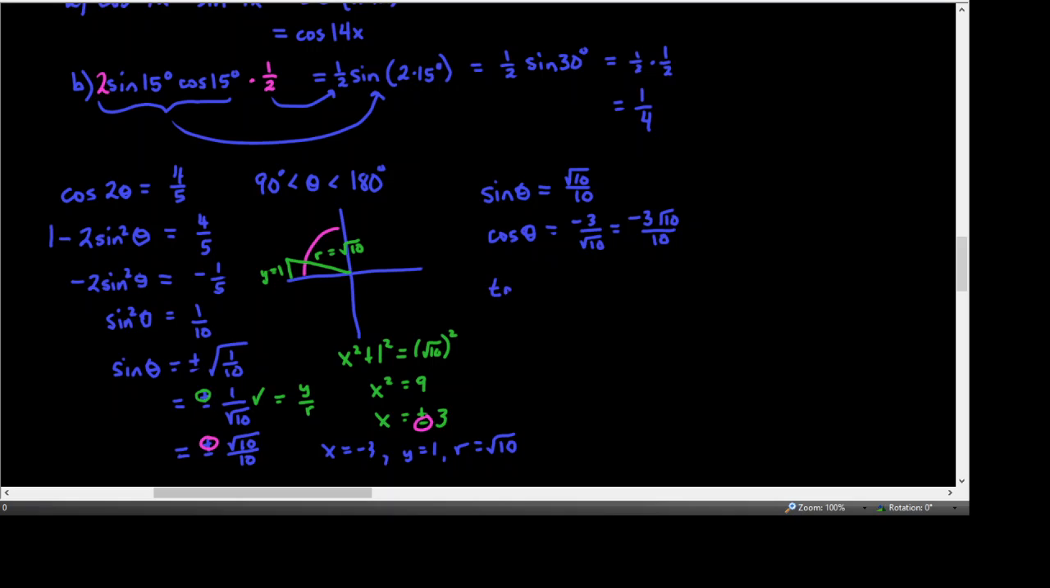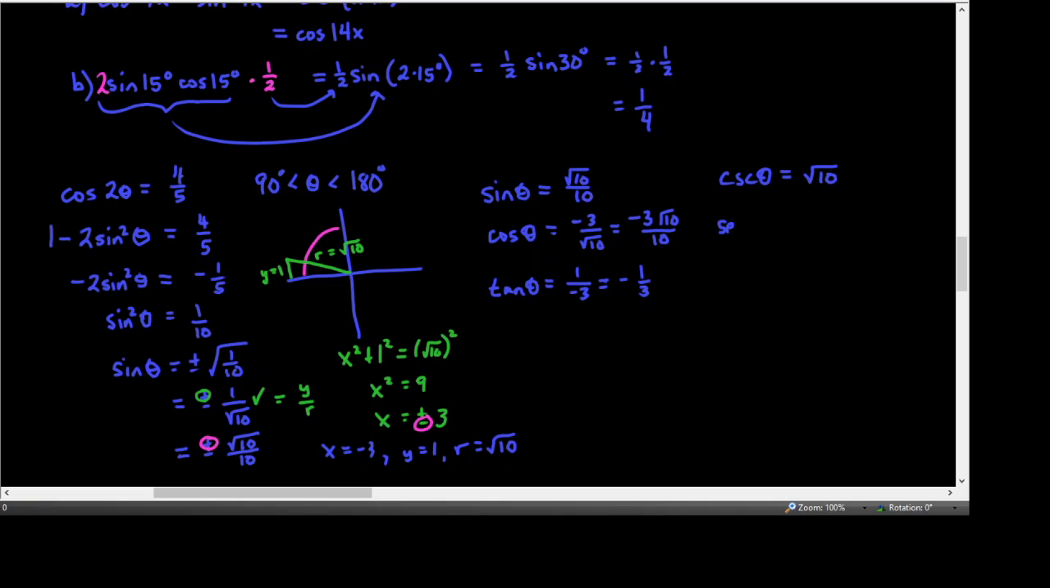Tangent of theta is y over x, 1 over negative 3, so that's negative 1/3. Let's see, cosecant of theta is the reciprocal of the sine, and in fact, I'm going to go back to where I checked that in green and do the reciprocal of that. The reciprocal of 1 over square root of 10 is square root of 10 over 1, which is simply square root of 10.